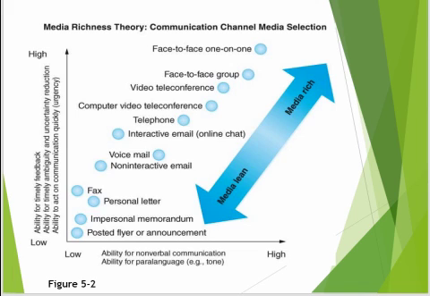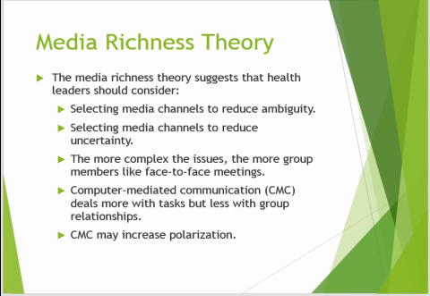Things with high media richness include face-to-face or one-on-one contact, face-to-face group contact, or even a teleconference. It can go down to something as low as a posted flyer or a very impersonal memorandum that would go out to everyone. Leaders should select media channels that reduce ambiguity.